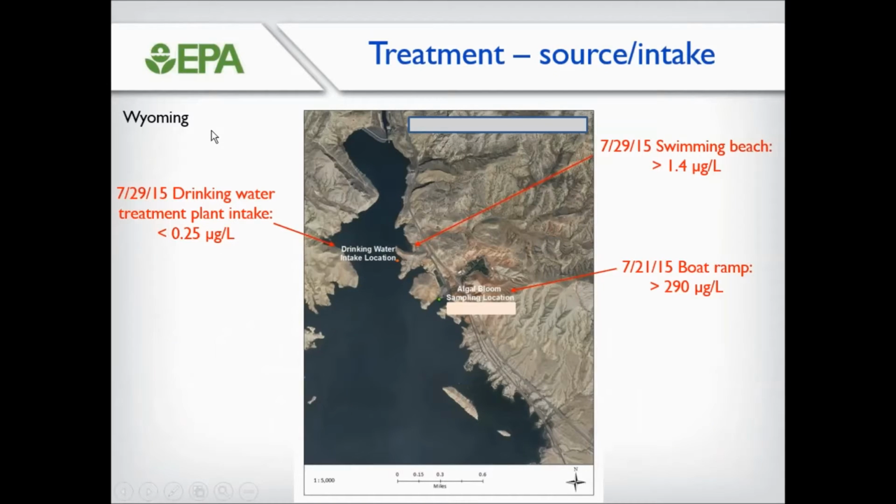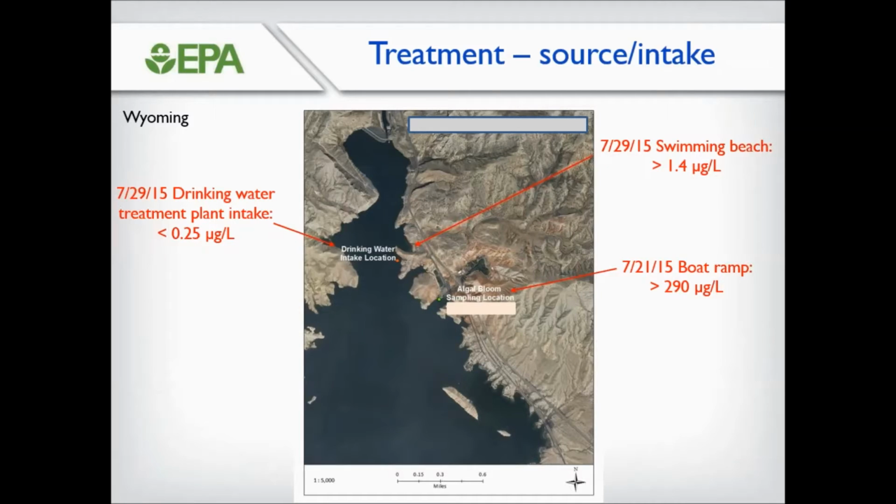So let's move on. Let's look at the first stage of treatment, which is the source water and the treatment plant intake. And this slide is from a reservoir in Wyoming that we looked at in the summer of 2015. Let's look first at July 21st. A sample was collected at the boat ramp, and it came back, by ELISA, as greater than 290 micrograms per liter of total toxins.